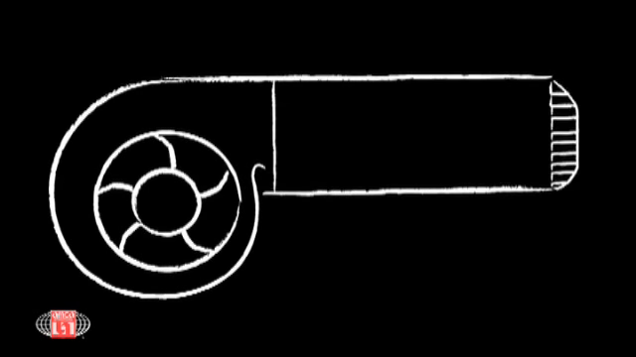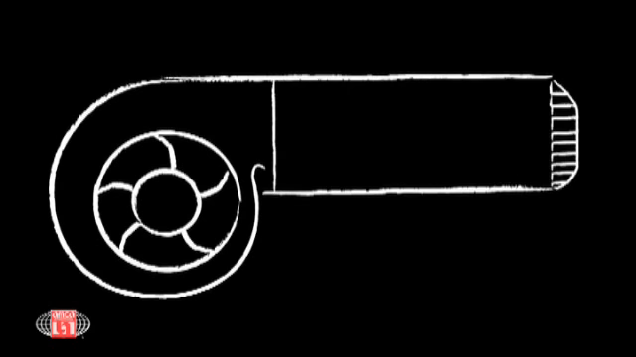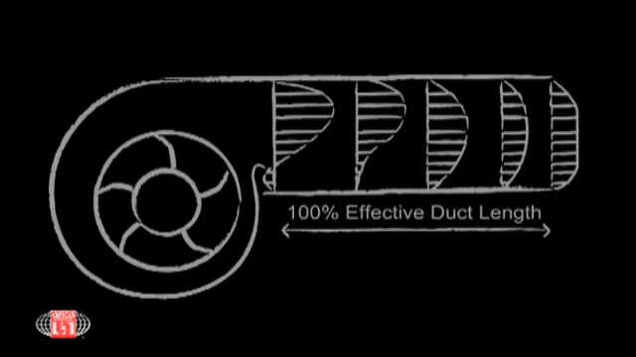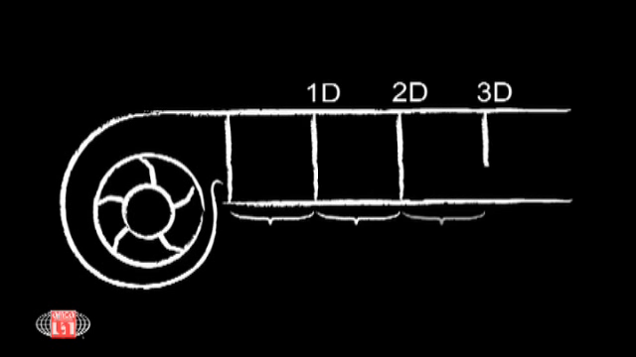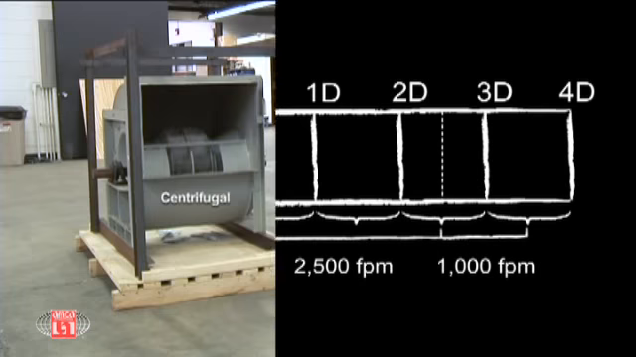Ducting on the outlet needs to be designed so that the asymmetrical flow profile from the fan is allowed to diffuse and approach fully developed flow. The point where this is achieved is referred to as 100% effective duct length. A good rule of thumb is that effective duct length is 2.5 duct diameters when duct velocity is 2,500 feet per minute or less, with 1 duct diameter added for each additional 1,000 feet per minute.